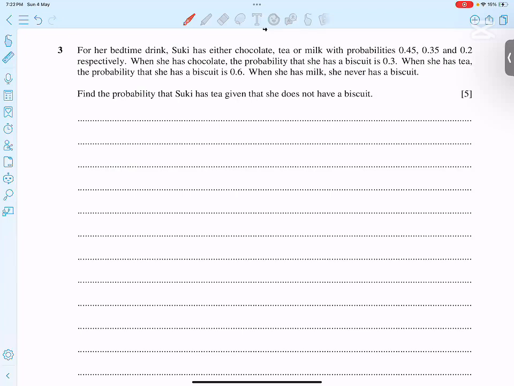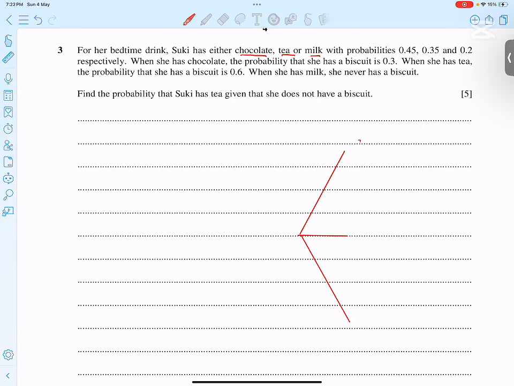Question number three: for her bedtime drink. There are three categories: chocolate, tea, and milk, with the probabilities mentioned. So I write this way. The diagram is not compulsory. He did not mention it, but if you try without a diagram, it's very hard and there is a lot of chance of mistakes.